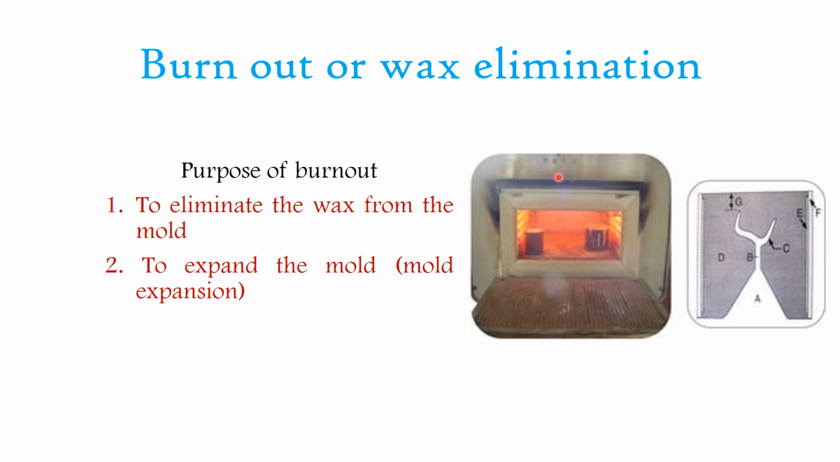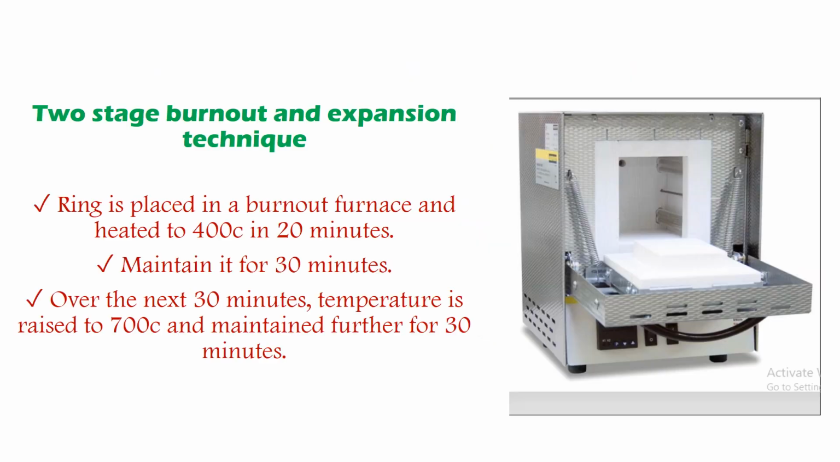In this figure you can see a burnout furnace, and you have to keep your invested ring with the wax pattern inside the burnout furnace. Then there is a 2-stage burnout and expansion technique. The ring is placed in the burnout furnace and heated to 400 degrees Celsius in 20 minutes. Then it is maintained at 400 degrees Celsius for 30 minutes. After that, in the next 30 minutes, the temperature is raised to 700 degrees Celsius and maintained at this temperature for 30 minutes.